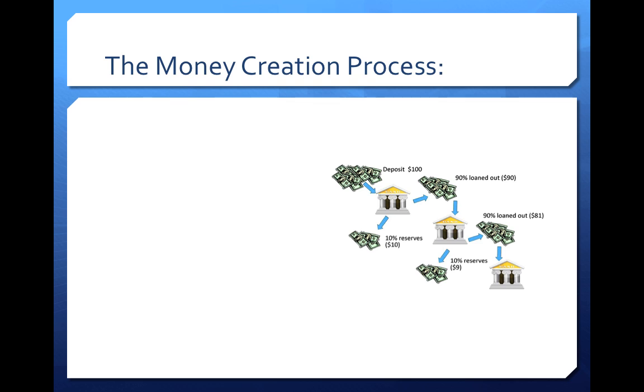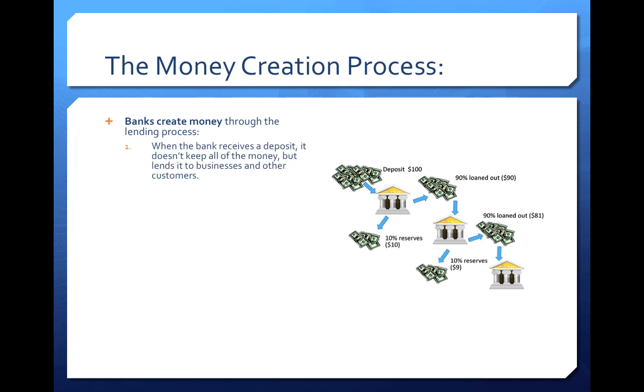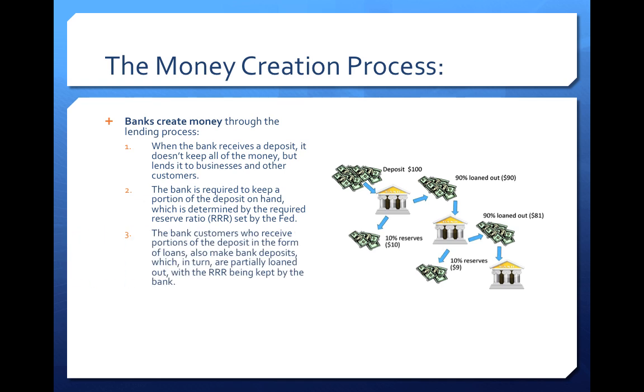Okay, so how does this money creation process work? Banks create money through the lending process. When a bank receives a deposit, it doesn't keep all of the money, but it lends it to businesses and other customers. The bank is required to keep a portion of the deposit on hand, which is determined by the required reserve ratio, which is set by the Fed, which is short for Federal Reserve System.